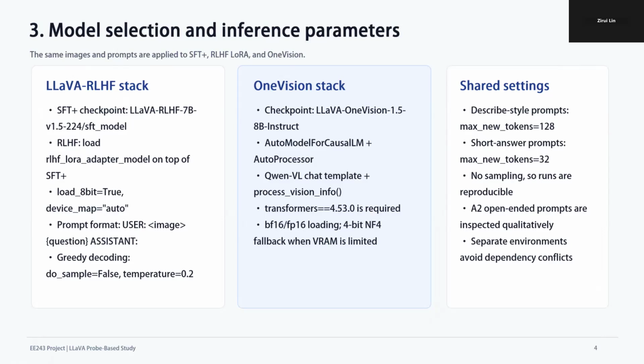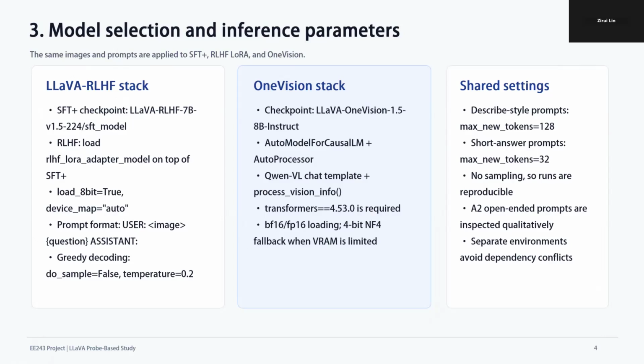For OneVision, we use the LLaVA-OneVision 1.5 8B instruct checkpoint. It is loaded with Hugging Face AutoModelForCausalLM and AutoProcessor. OneVision uses the Qwen-VL-style template and process_vision_info. The required transformers version is 4.53. We use BF16 or FP16 loading with a 4-bit NF4 fallback when GPU memory is limited.